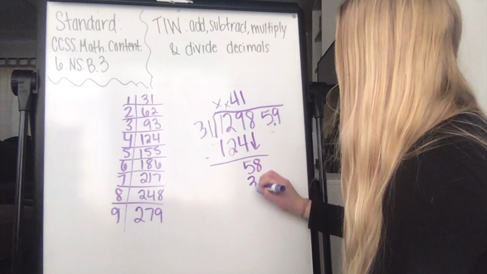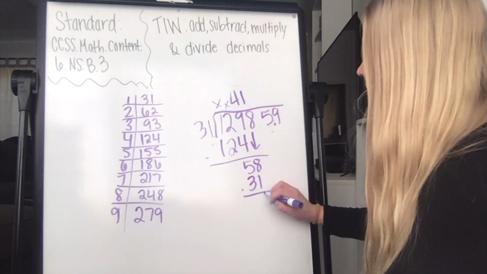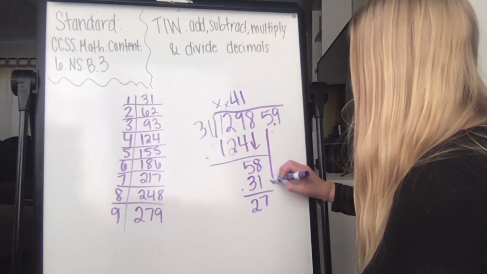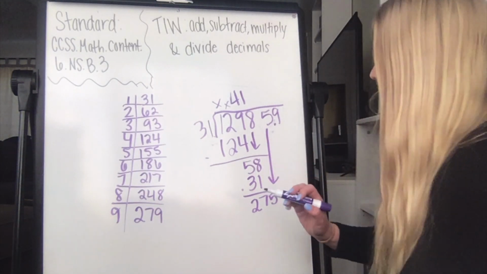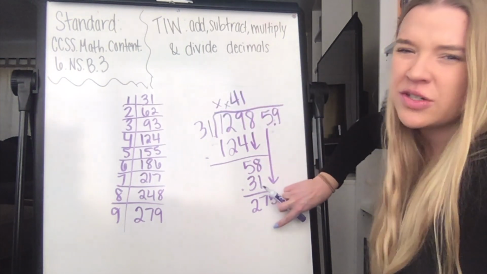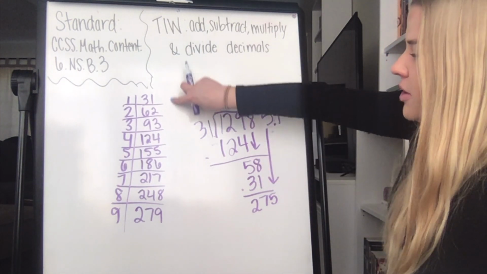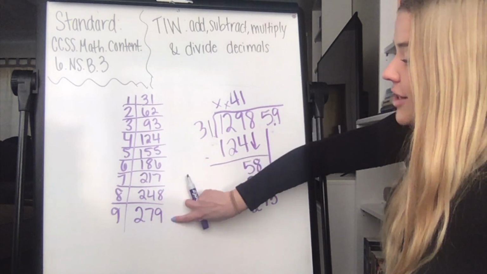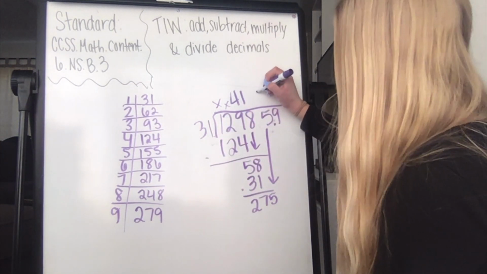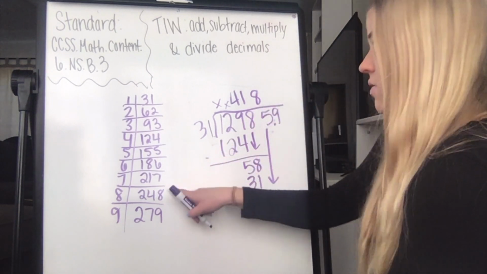31 times 1 is 31. 8 minus 1 is 7. 5 minus 3 is 2. And now I'm going to bring down my next number, which is a 5. So now I have 275. And how many times can 31 go into 275? I'm going to look at my chart and be like, oh, well, that's too big, right? 279 is too big. So I'm going to go up here to the 8, which is 248.